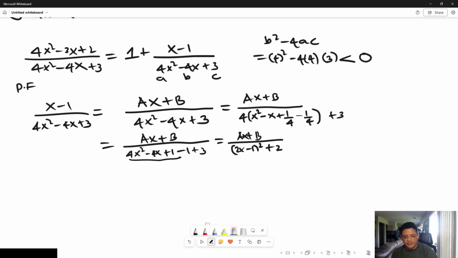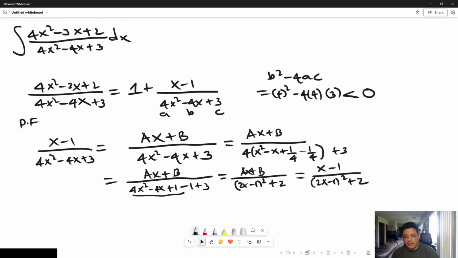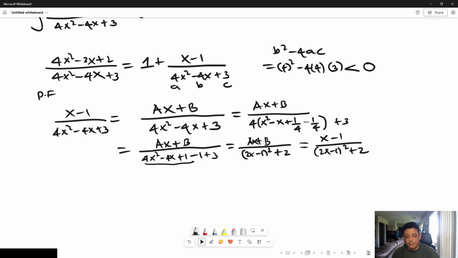And I just realized, oh, so this means that this is just going to be x minus 1 over 2x minus 1 squared plus 2. This is the case in this scenario because I don't have another factor in my multiplication. If I have another factor, then I probably gotta find out what the constants are. But now, once I have this, this is a much easier, more manageable integral to do.